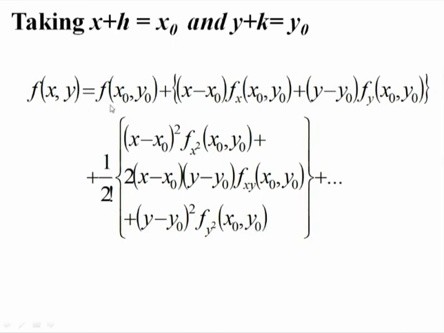So we get f of x, y is equal to f of x0, y0 plus x minus x0 into partial derivative of f with respect to x at the point x0, y0 plus y minus y0 into partial derivative of f with respect to y at the same point x0, y0 plus 1 upon 2 factorial multiplied by all these terms, which are x minus x0 whole square into fxx at x0, y0, plus 2 times x minus x0 into y minus y0 fxy at the point x0, y0 plus y minus y0 square fyy at x0, y0.